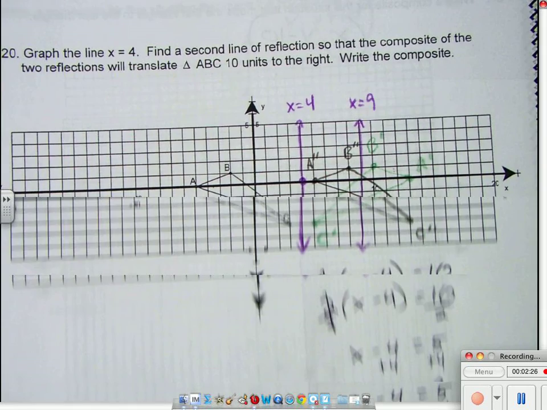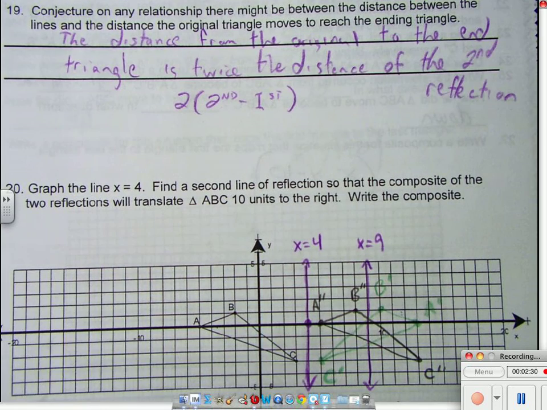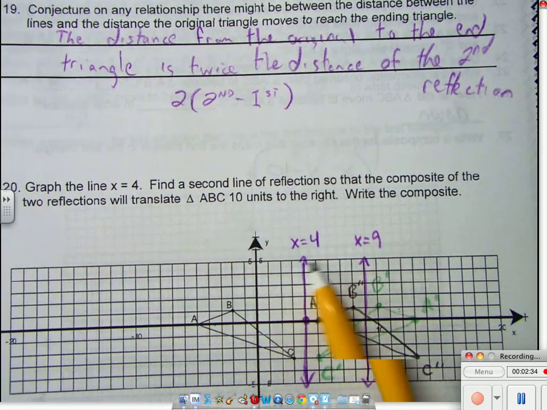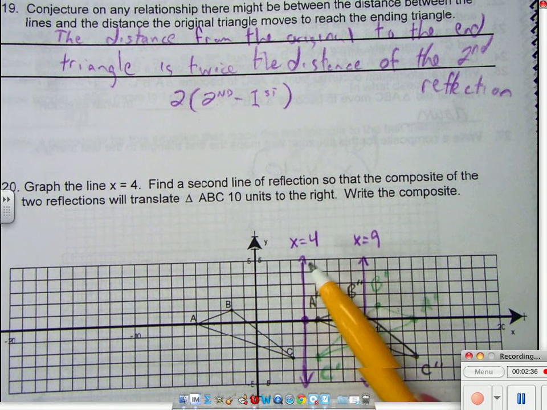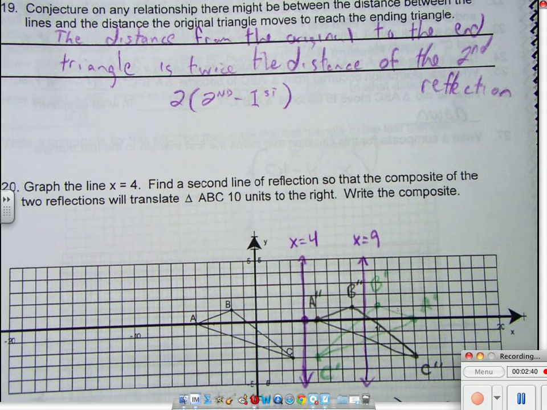The second minus the first is the most important part there, or the difference between the two. Okay, so we could literally count 1, 2, 3, 4, 5, times it by 2. So it's going to be a translation of 10.